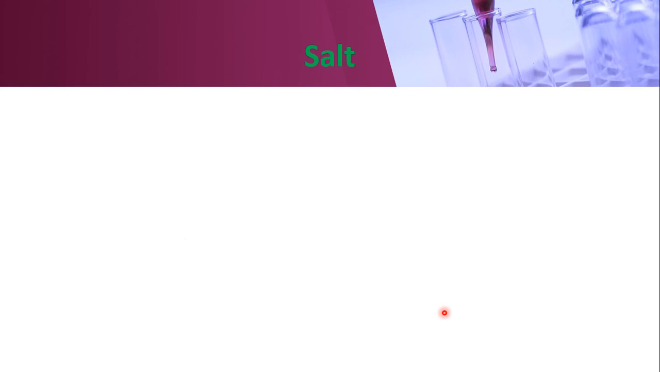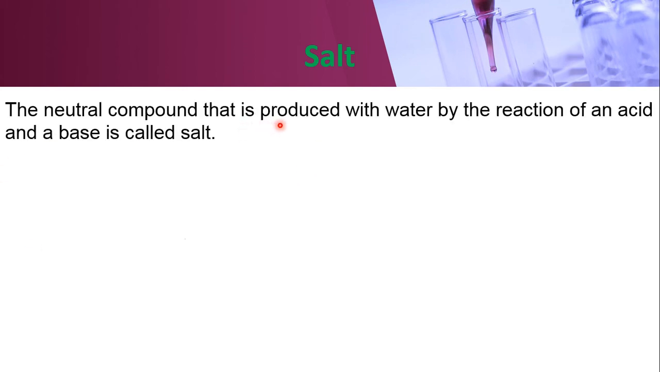Now, salt. Already in previous class we learnt about salt. Salt is a neutral compound that is produced by the reaction of an acid and a base along with water. That means not only sodium chloride or table salt, this is salt. Salt is a neutral compound, and all the compounds that are produced by the reaction of an acid and a base are called salt.